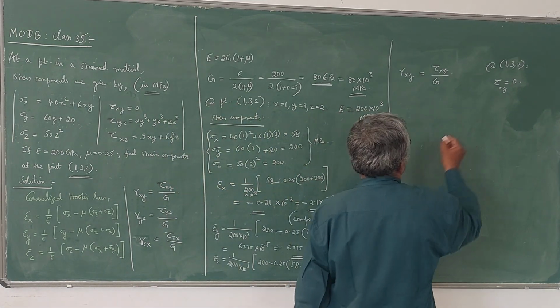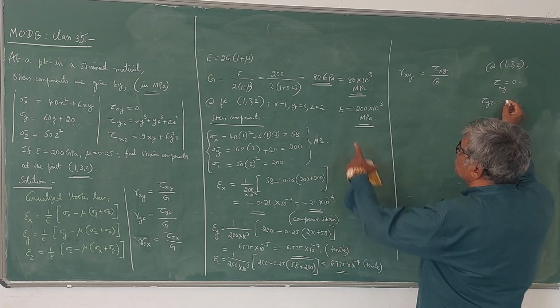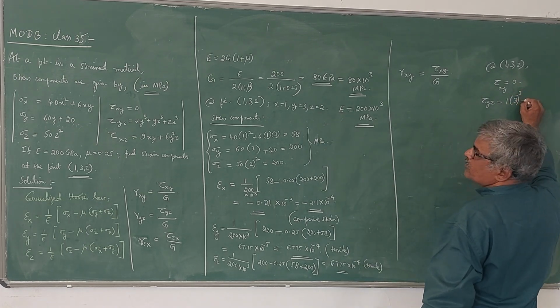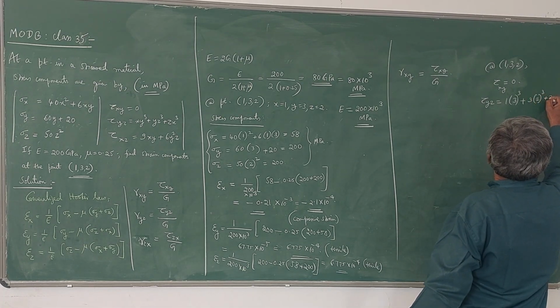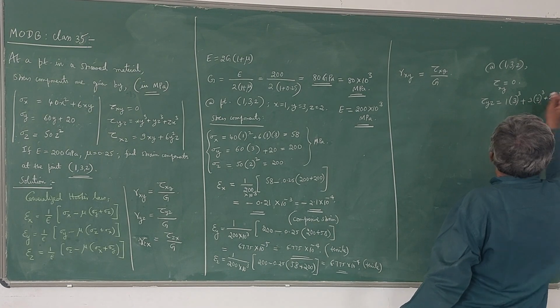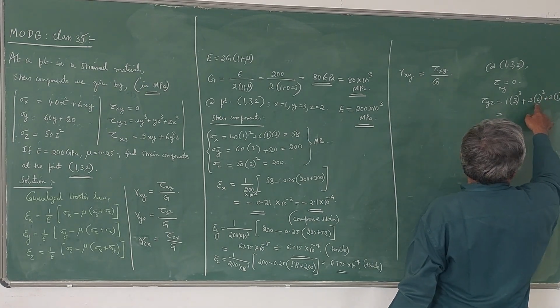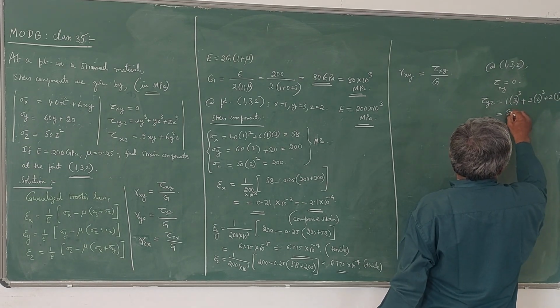Tau yz is xy cube, that is x is 1 here, y is 3, plus yz cube, that is 3 into 2 cube, plus zx cube, 2 into 1 cube. So if you simplify this, 27 plus 24, it is 51, 51 plus 2, 52.